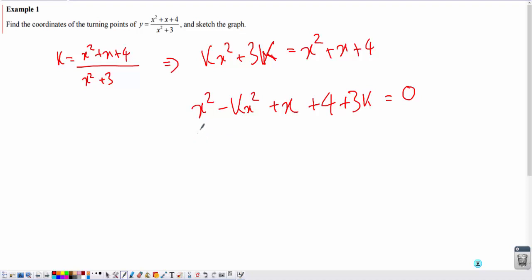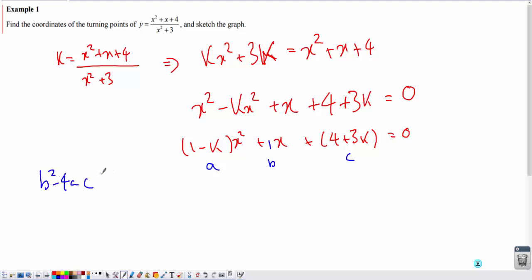Now let's think about what my a, b, and c are. In fact, I'm going to write this instead as x squared times (1 minus k), plus x, plus (4 plus 3k). You don't need to put brackets around the 4 plus 3k, but clearly now you can see the reason why I've done this. This is your a in the quadratic ax squared plus bx plus c, your b here is this invisible 1, and this is your c. So now let's use my discriminant, b squared minus 4ac.